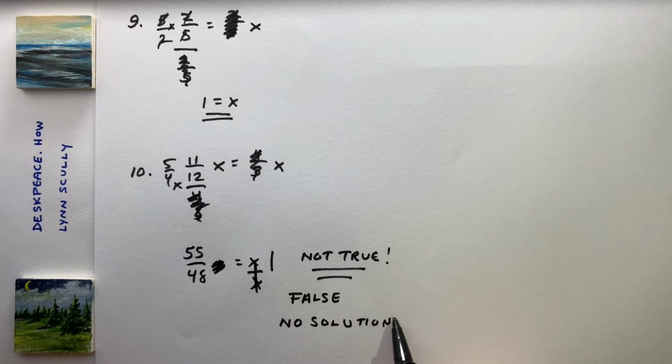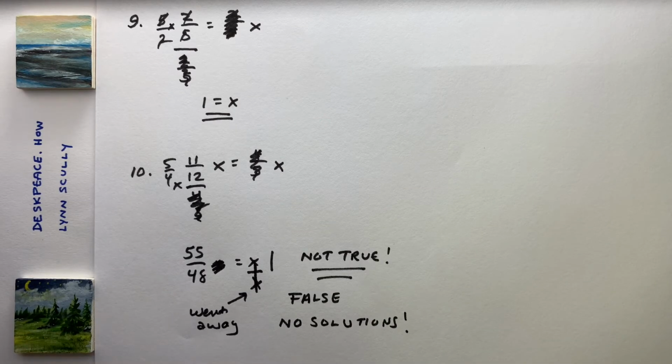The key here was that the x went away. When your unknown goes away and you're left with a false statement, you have no solutions. Very good. That's handling pretty big stuff.